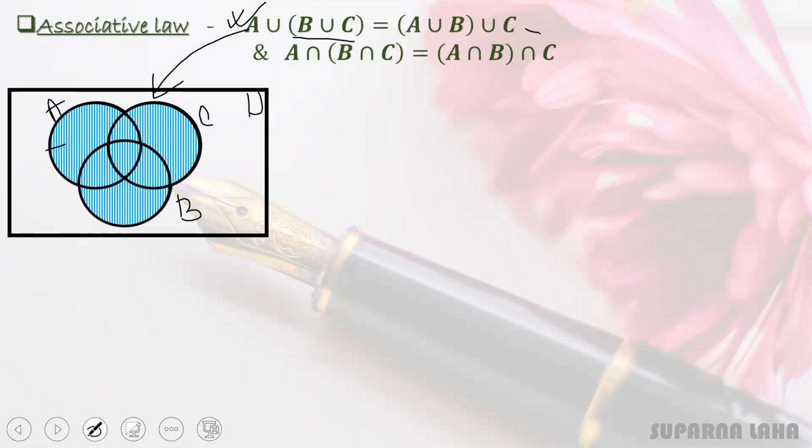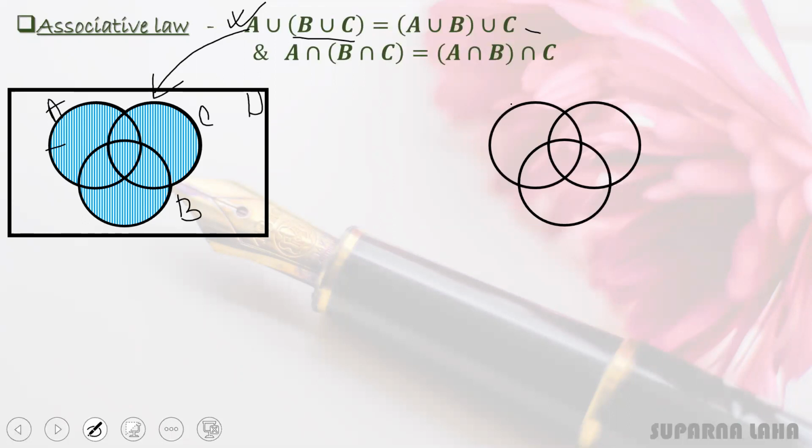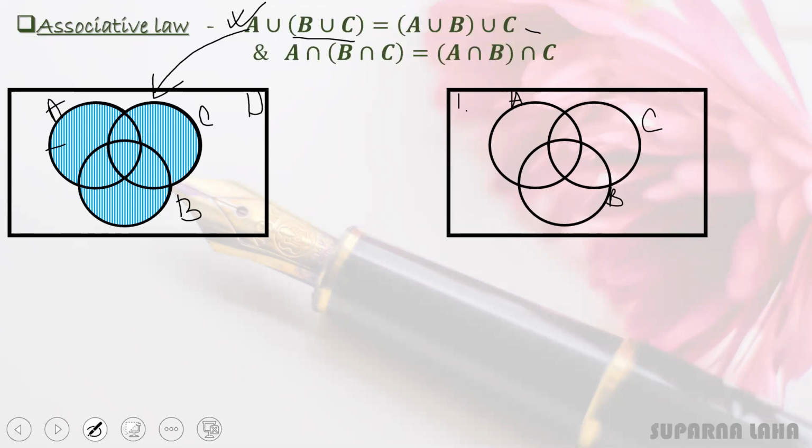Now let's check this right hand side. Take the sets A, B, C and take this universal set U. So firstly take A union B. This is A union B. Now take union with C. So that means you need to add this portion also. So added them. Now look at that shaded portion in both the cases. They represent the same portion. That means they are equal.